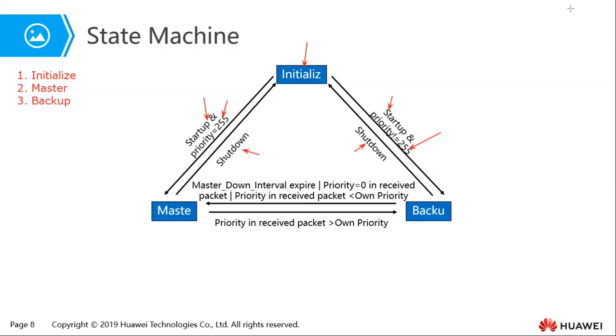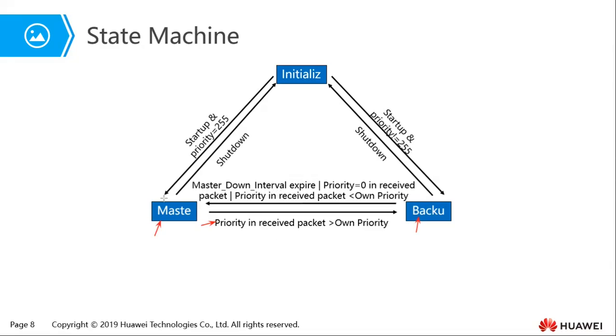Now let's understand the master and the backup state. As I've already mentioned in the previous slide, the master forwards data, while the backup performs the backup role. How then do we choose between a master and a backup? When the priority in the received packet is greater than your own priority, then you automatically switch to the backup.